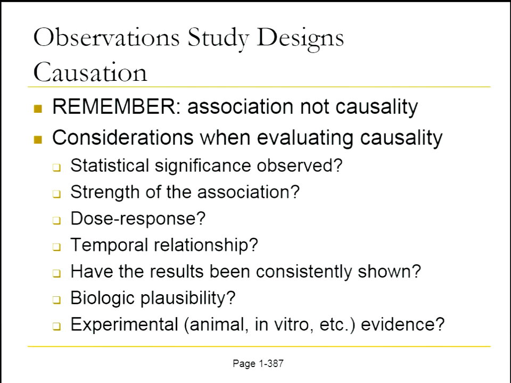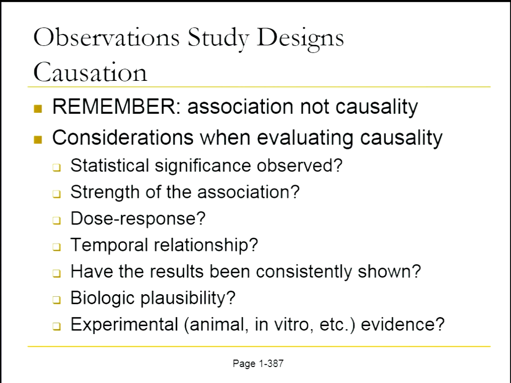But what about the strength of the association? The higher that odds ratio or relative risk, the more plausibility for causation, in my opinion anyway, exists in that case. The third bullet point is dose response. If we observe a dose-response relationship, then evaluating causality becomes a little bit more likely.